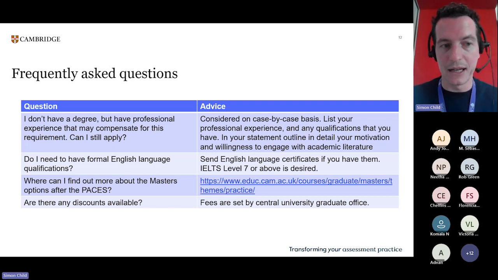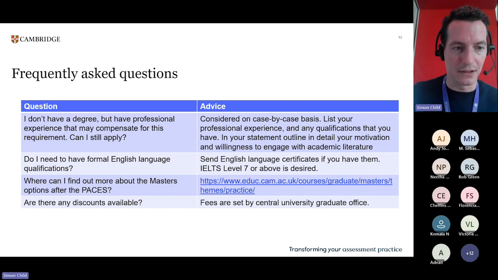And then finally, are there any discounts or scholarships available? There aren't any at this particular time. The fees are set by the University Graduate Office, so there are no discounts available at this stage. So hopefully that's clarified that as well.